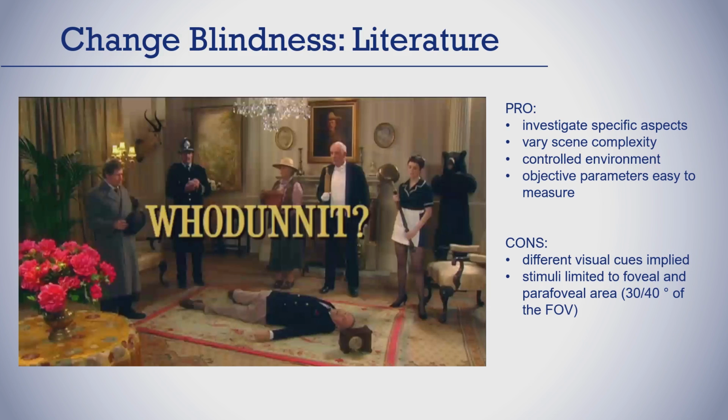But on the other hand, if we look at a two-dimensional scene, we don't use the visual cues that we use in real life, perspective, stereopsis, and so on. So we don't know the effect of these cues on change blindness. And also the stimulus in general is delimited to 30-40 degrees of the field of view, which is the foveal or parafoveal area, where images are more in focus.